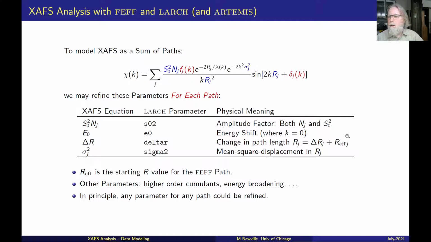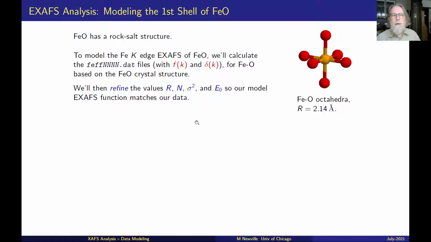So here, since we're starting with a calculation that had a structure implicit when we gave a cluster of atoms for the Feff calculation, we're refining the distance. So we'll vary delta R, which is the change from the R effective that the path started with. In principle, any of these parameters can be varied in the fit, and we will vary them, but also, as we'll discuss, we can place limits, bounds, constraints on them as well, between different paths and so on.